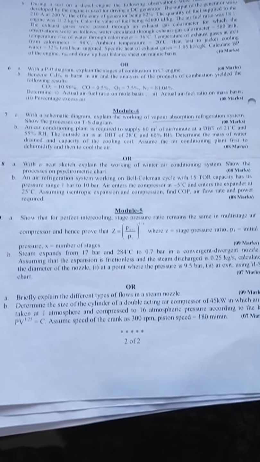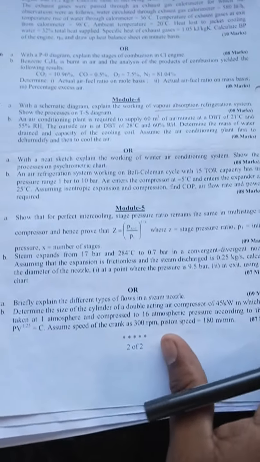Steam expands from 17 bar and 284 degree Celsius to 0.7 bar in a convergent divergent nozzle. Assuming that the expansion is frictionless and steam discharge is 0.25 kg per second, calculate the diameter of the nozzle at the point where pressure is 9.5 bar and at exit using HS chart. Using HS chart means he has asked you to use only Mollier chart. I can solve this problem using steam table also, but I will not, because in exam all the question paper he will ask using HS chart only.